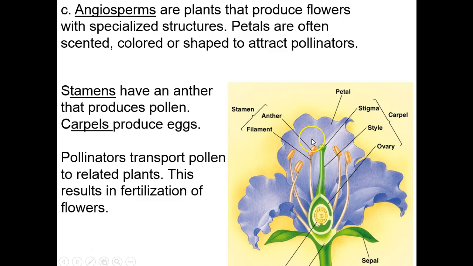Stamens, if you look at the stamen, it has an anther. That is where the male part is. It produces pollen, and the carpel down here produces eggs. And the pollinator is going to transport pollen to related plants. And so it's kind of neat. One type of bee visits this kind of flower, and then that bee is going to go to another flower that's just like this. So you don't have so much randomness. It's a really pretty selective process that flowers have for preventing some pollinators from getting access and then allowing others. Pretty crazy, huh?